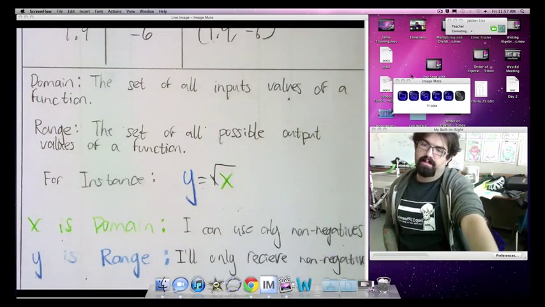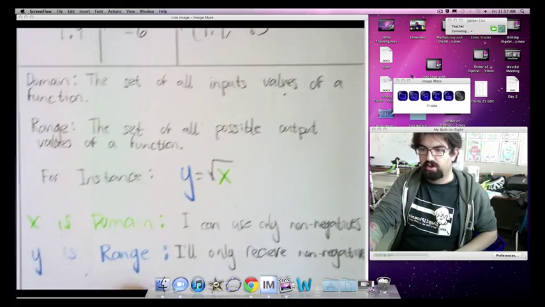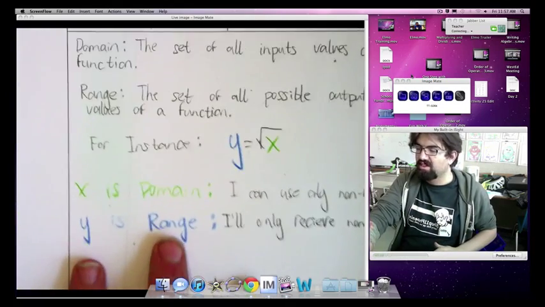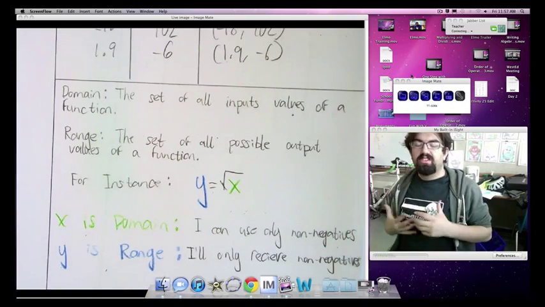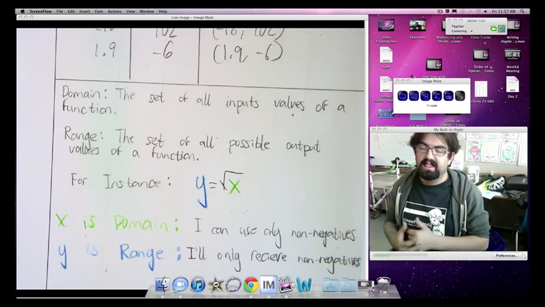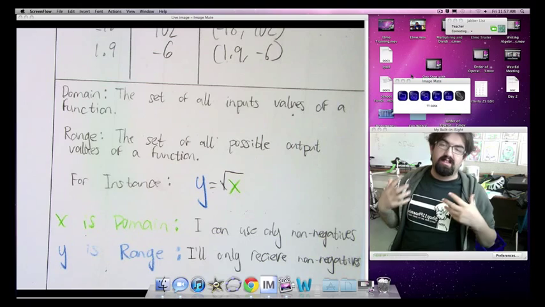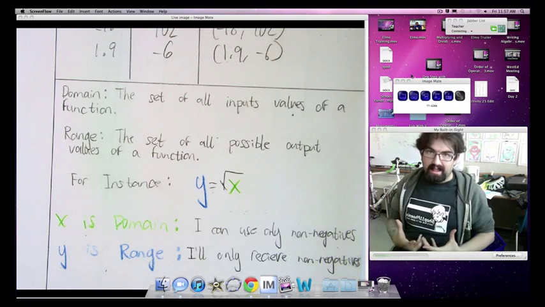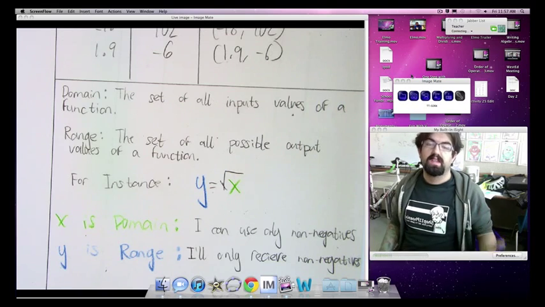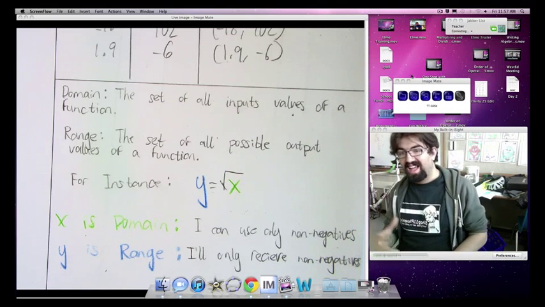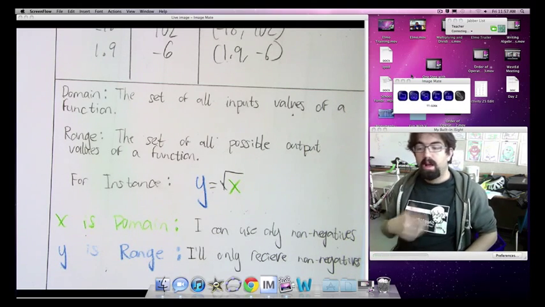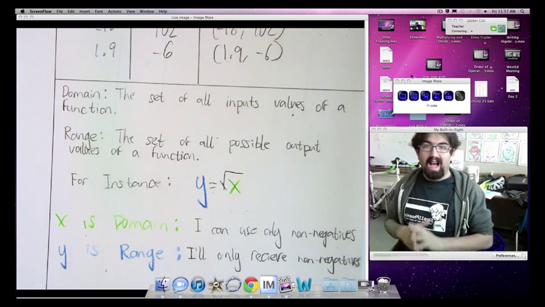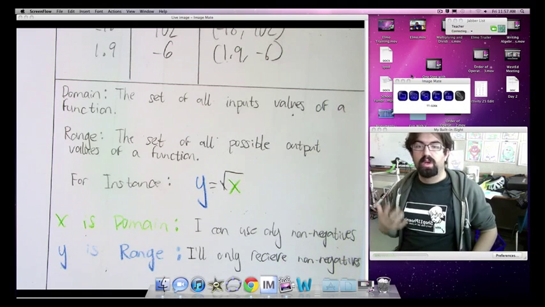For instance, and I'm going to be color coding stuff, so this is, again, where I would like to see this in your notes. X is the domain. X is what I'm plugging in. So if I plug in 4, that's part of my domain. I'm going to get back 2 because the square root of 4 is 2. If I plug in 9, that's an input in the domain, I get 3 back. But I said I can only use non-negatives. I can't plug a negative into a square root. A square root can only use a non-negative number.